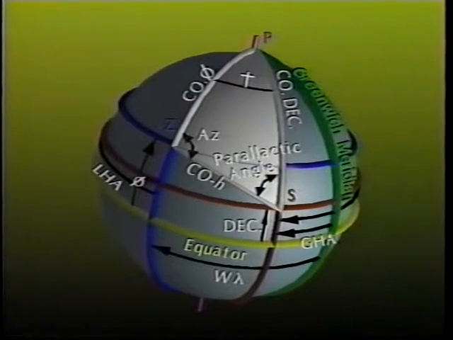As stated earlier, the sides of the triangle are measured in degrees. The side from P to Z is 90 minus the latitude, colatitude. Co stands for complementary angle. The side from P to S is 90 minus the declination, co-declination, again, complementary angle.